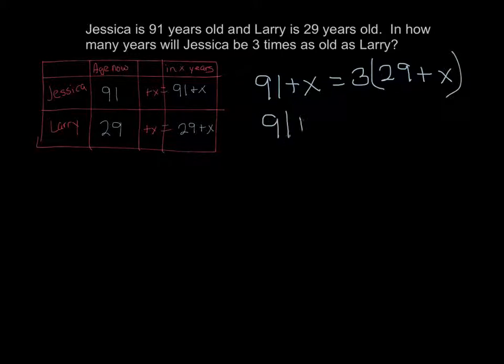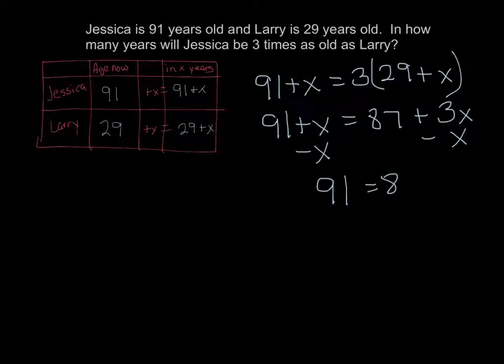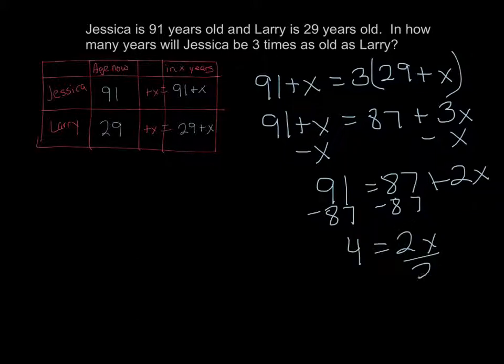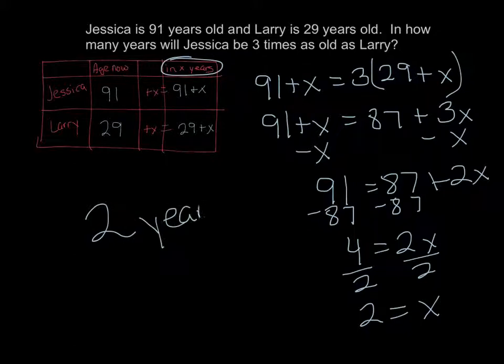Now we solve, and then 3 times 29 is 87, plus 3x. So subtract your x. 91 equals 87 plus 2x. Subtract 87. So 4 equals 2x, divide by 2, and 2 equals x. Since x represents the number of years it'll be, and we're wanting to know how many years, x will be our answer. Will be in 2 years.